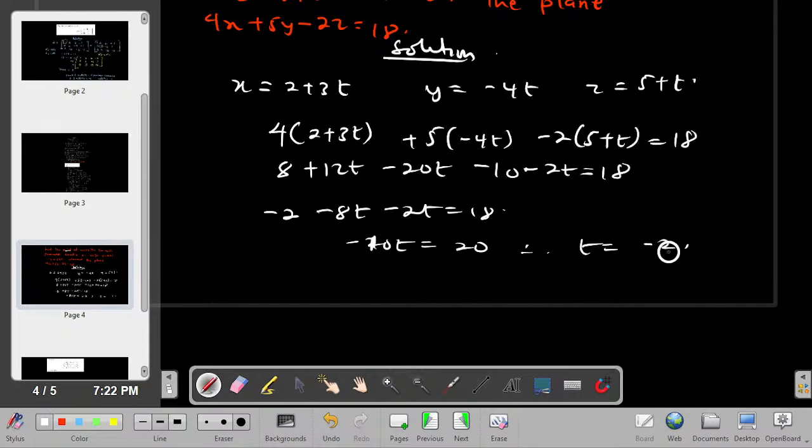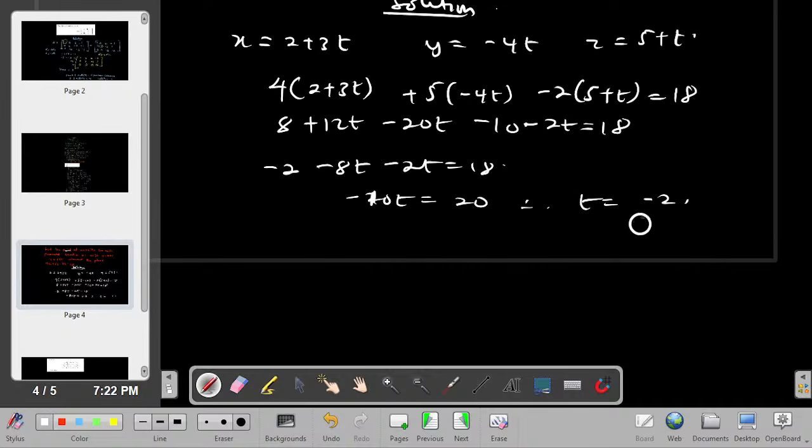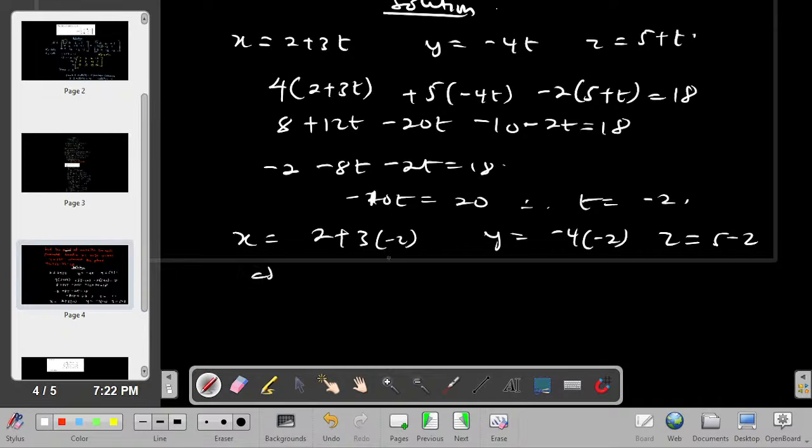Now that you found t to be equal to negative 2, the question says you should find the point at which they are meeting. What do you do? You put this negative 2 into the respective parametric equation to find the components of the point. So x will simply be equal to 2 plus 3 multiplying negative 2. y will simply be equal to negative 4 multiplying negative 2. z is simply going to be equal to 5 minus 2. So my x becomes 2 minus 6, which is negative 4. y becomes 8. Then z becomes 3. Therefore, my point is negative 4, 8, 3. As simple as that.